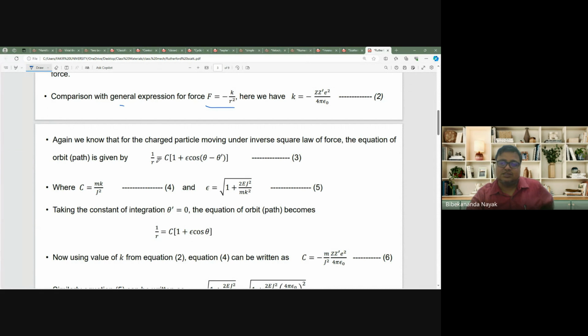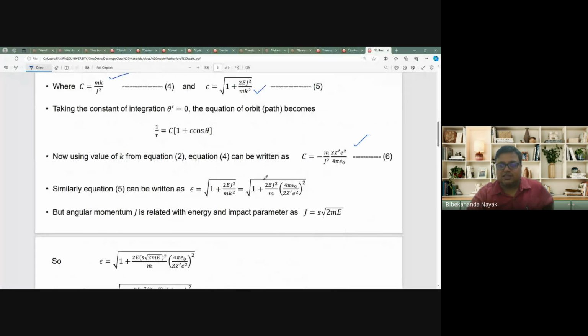1 by r is equal to c into 1 plus epsilon cos theta minus theta prime, where c is mk by j square and epsilon, which is the eccentricity, is root over 1 plus 2 E j square by m k square. Taking the constant of integration theta prime as 0, we can write it as c into 1 plus epsilon cos theta. What is the value of c? If you compare, c is equal to m k by j square. K is already found here, so it will be m by j square into this quantity. Okay, we found the value of c.